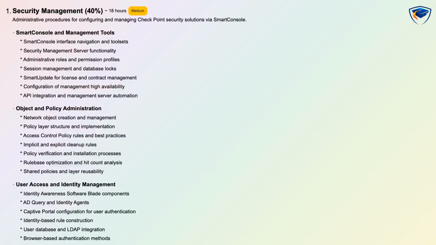You will also master object and policy administration, creating and managing network objects, structuring policy layers, writing access control rules, using implicit cleanup rules, verifying and installing policies, and optimizing the rule base through hit count analysis. Finally, identity and user access topics include identity awareness components, AD query and agents, captive portal setup, identity-based rules, LDAP integration and browser authentication, all of which are assessed via hands-on and conceptual tasks.